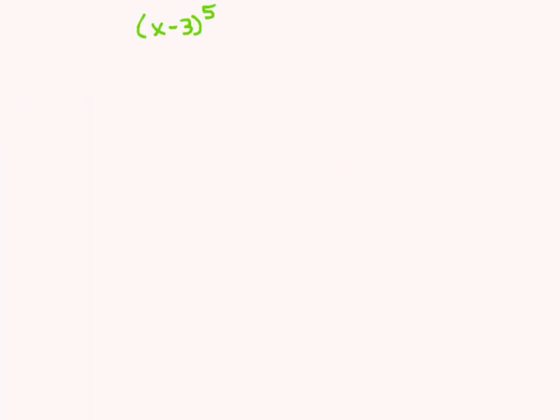Let's go back over here. I'm just going to write those out here. 1, 5, 10, 10, 5, 1. That's the row from Pascal's triangle that gives me the coefficients on my polynomial. So let's expand it. First term is going to have a 1 times x to the 5th times negative 3. Notice that the last term in my binomial is negative 3 to the 0.